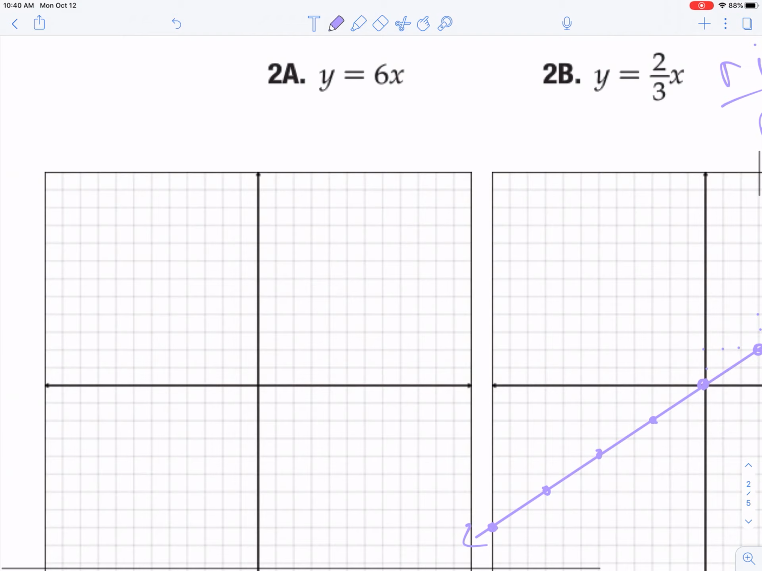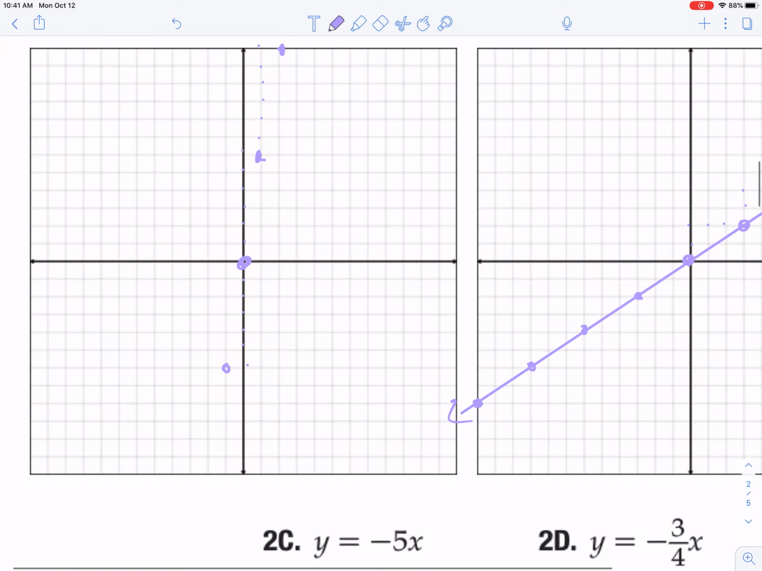Now what happens, like over here on 2a, if it's not already a fraction? Well, in that case, remember, all numbers are technically fractions all the time. It's just that if it's over a certain number, we don't have to write it, and that number is 1. So for this case, again, all numbers start at 0, 0. I get to go up 6 over 1. Down 6 over 1. And now connect those dots.